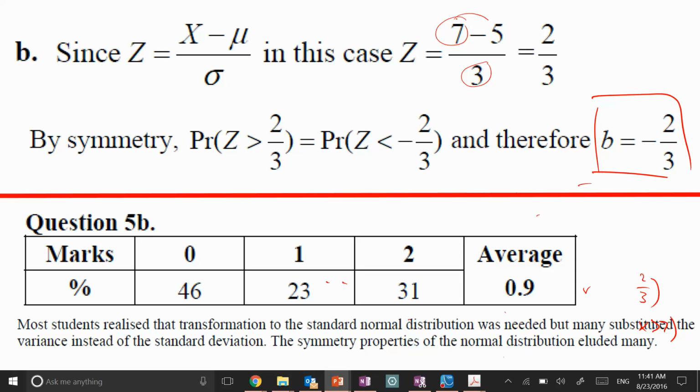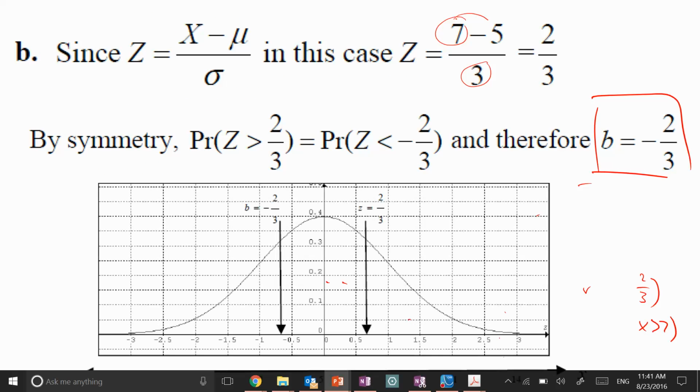Draw the problem. Okay, so take a step back and draw the problem. That's all they're trying to describe here. Just trying to describe 2/3 up is the same thing as 2/3 down because it's the standard normal. Okay?